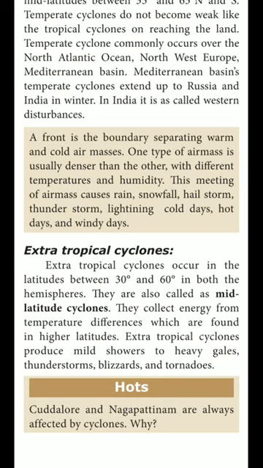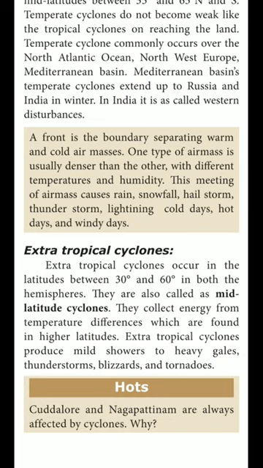Okay, so what do you know about this extratropical cyclone? Extratropical cyclones occur in the latitudes between 30 degree and 60 degree in both the hemispheres, both the northern hemisphere and the southern hemisphere. So what is another name for this extratropical cyclone? It is also called mid-latitude cyclones.